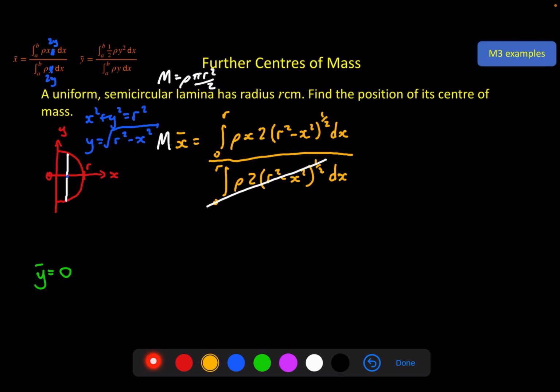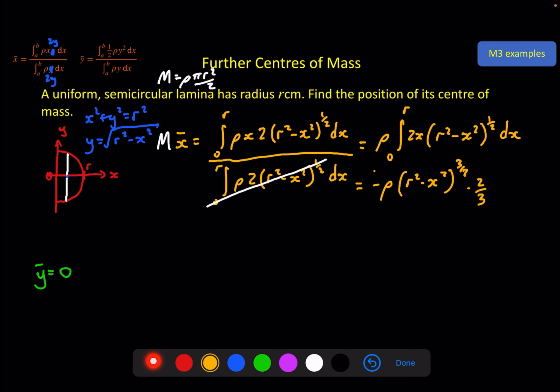So now we can focus on the integration, and this gives us rho as a constant, integral 0 to r 2x (r squared minus x squared) to the half dx, which I said by inspection we can see that this is the derivative of this except for a minus, so we're going to have minus rho (r squared minus x squared) to the 3 over 2 times by 2 over 3. The limits there from 0 to r.